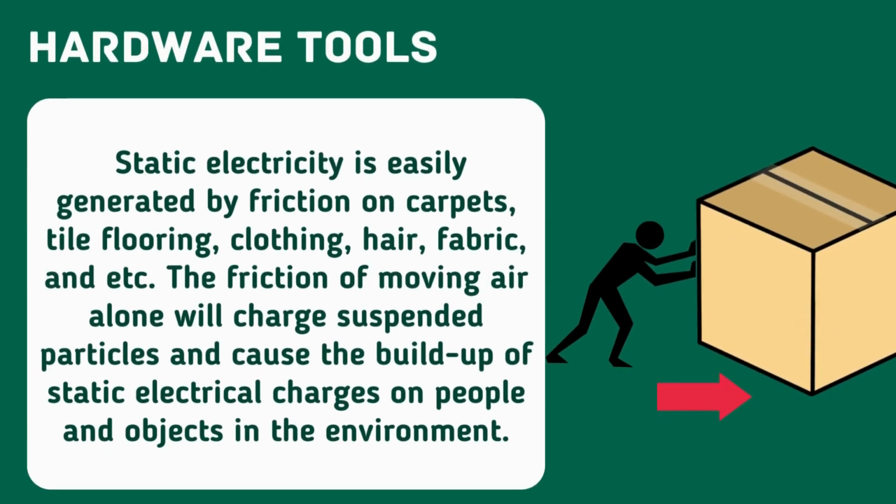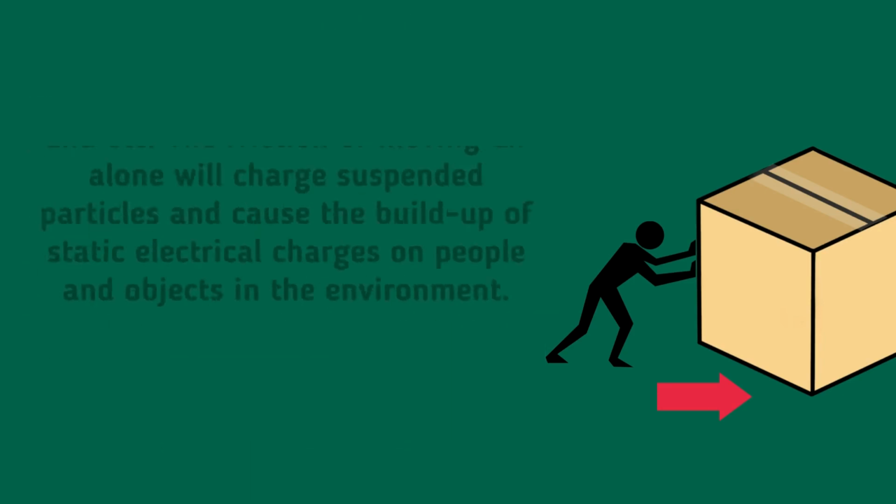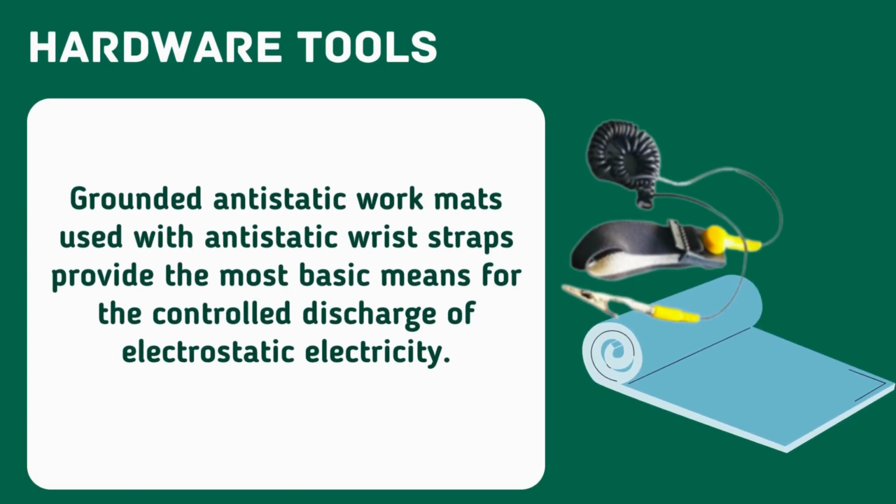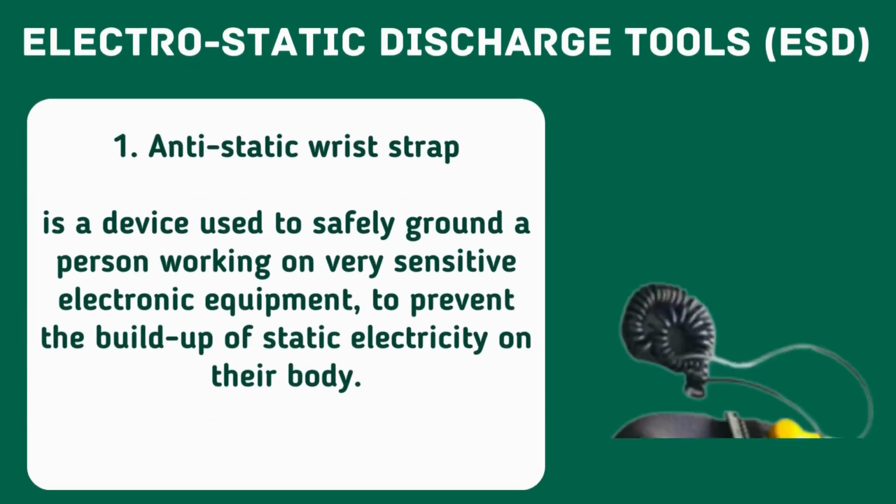Static electricity is easily generated by friction on carpets, tile flooring, clothing, hair, fabric, etc. The friction of moving air alone will charge suspended particles and cause the buildup of static electrical charges on people and objects in the environment. Grounded anti-static work mats used with anti-static wrist straps provide the most basic means for the controlled discharge of electrostatic electricity. Let us have now the first example.